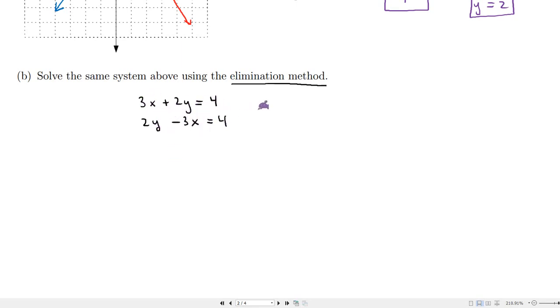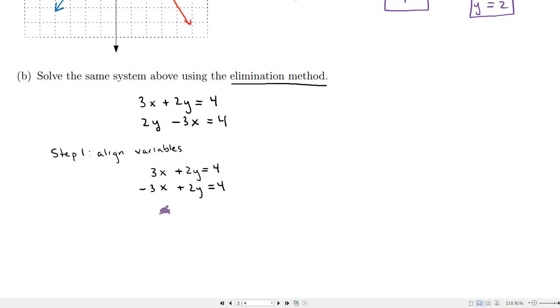Now, the first step is to align. We should really line up the variables. So step 1, let's align variables. Okay, so see how the x's are not above each other and the y's are not above each other. So let's just rewrite them. So the first equation, just leave that alone. But the second equation, we can write this as negative 3x plus 2y is equal to 4.